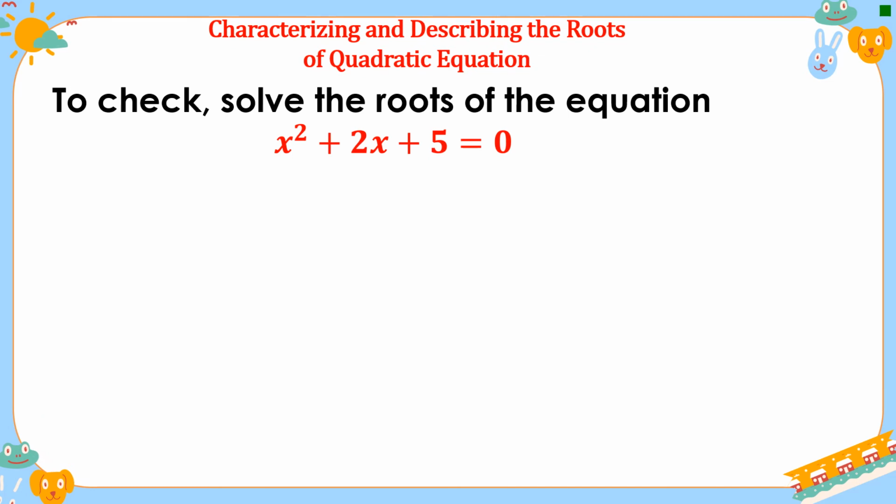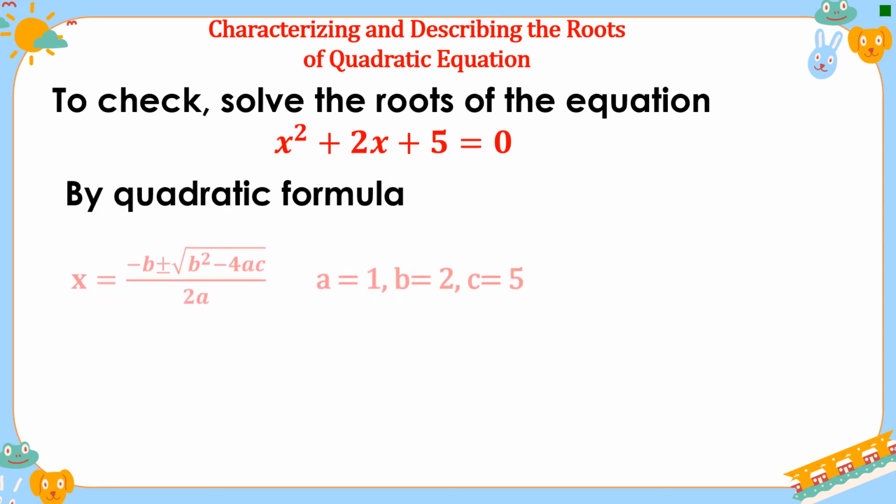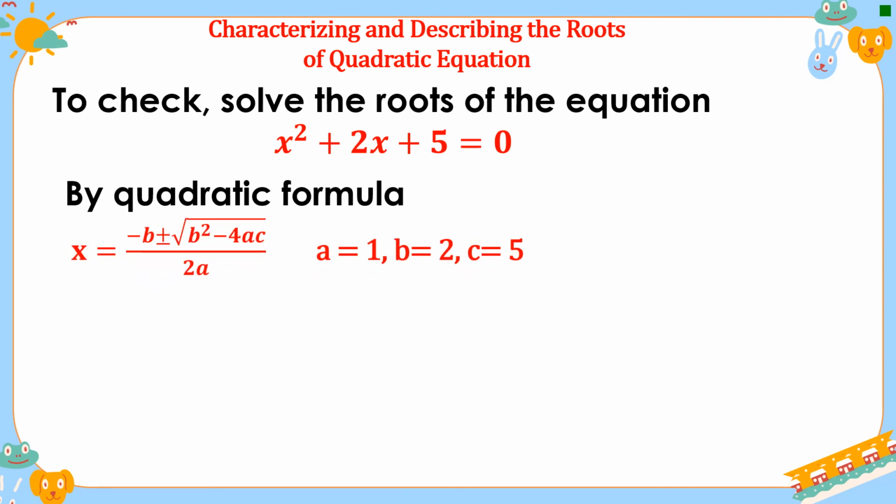Para alamin kung ang roots ng x squared plus 2x plus 5 equals 0 are not real numbers, we need to solve the roots of the equation. By using quadratic formula, x equals negative b plus minus square root of b squared minus 4ac over 2a, we can get the roots of the equation x squared plus 2x plus 5 equals 0.